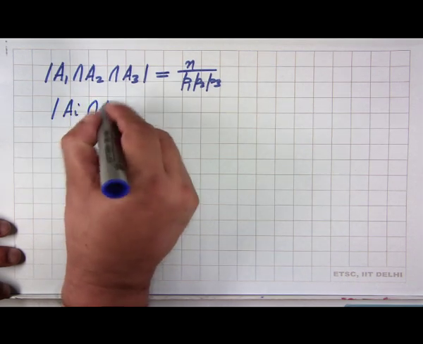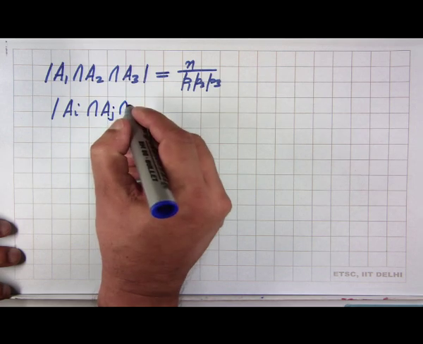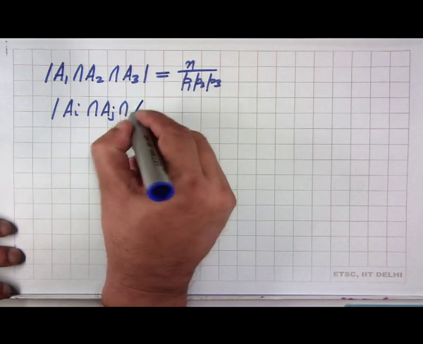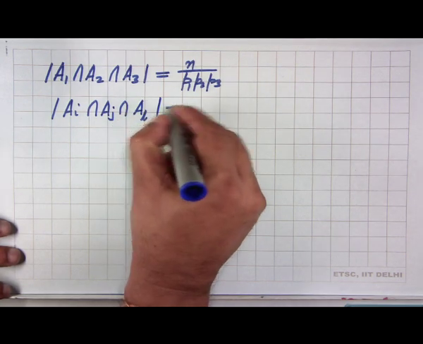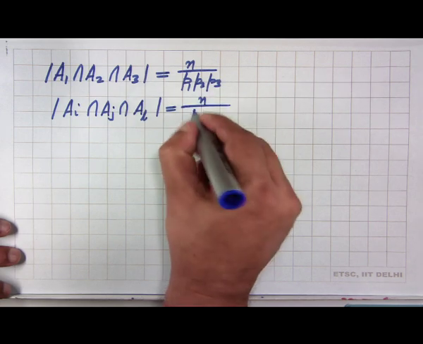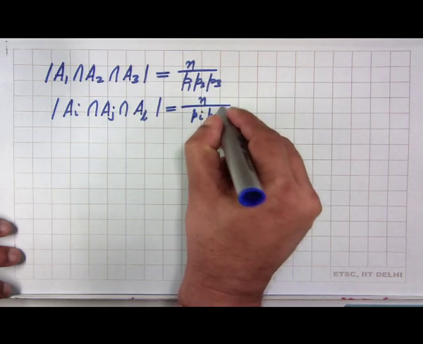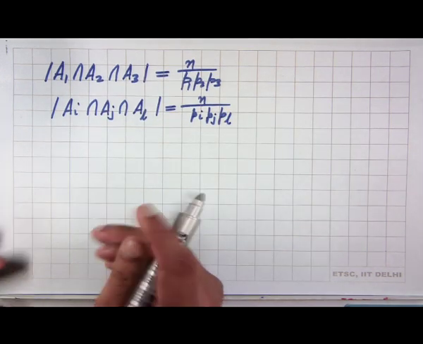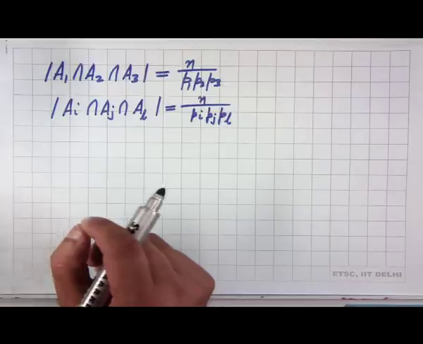Ai intersection Aj intersect, I should have used K because that's what comes later, but I should not. Let me invent a symbol called L. And this would be n by Pi, Pj, Pl, because I've used up K for a specific set as the last of those sets.